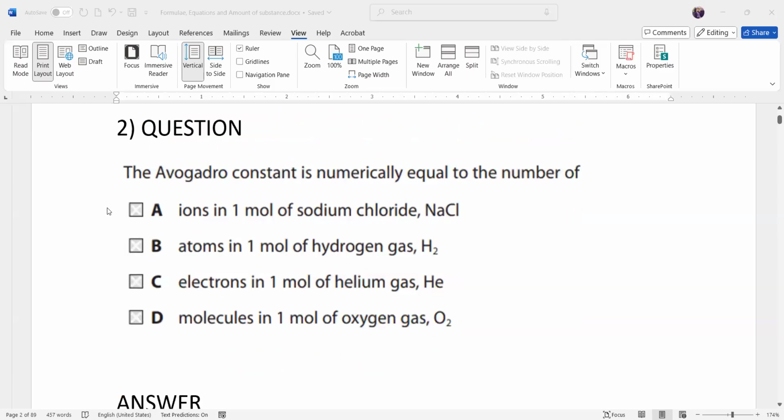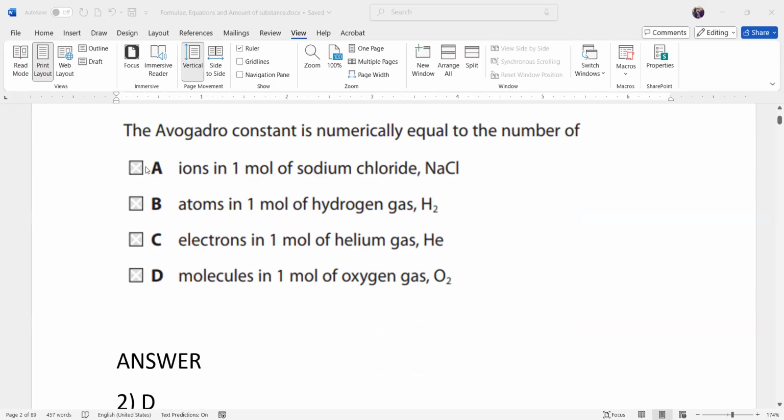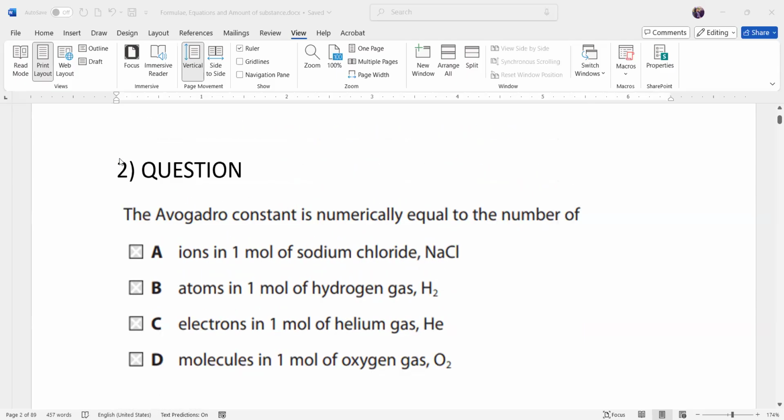For this question, the correct answer is D. How do we identify D as the right answer? Because we want the one that is numerically equal to Avogadro's constant, the one for which we get 1 mole as the answer. Ions in 1 mole of sodium chloride. If we have 1 mole of sodium chloride, what ions does it contain? It contains 1 sodium ion and 1 chloride ion. So the total number of ions will be 2. But we want the answer as 1, which would equal Avogadro's constant.